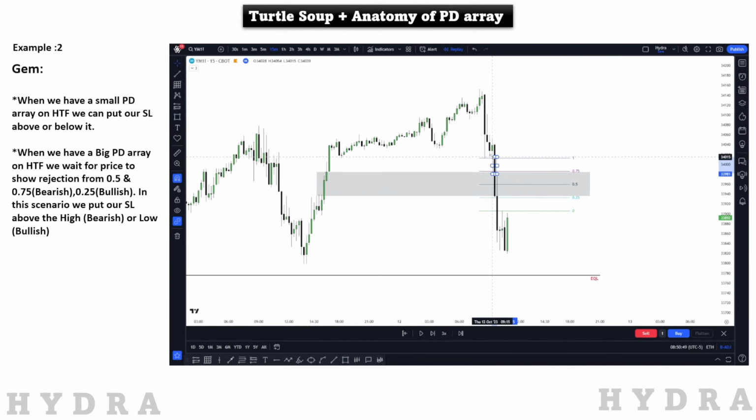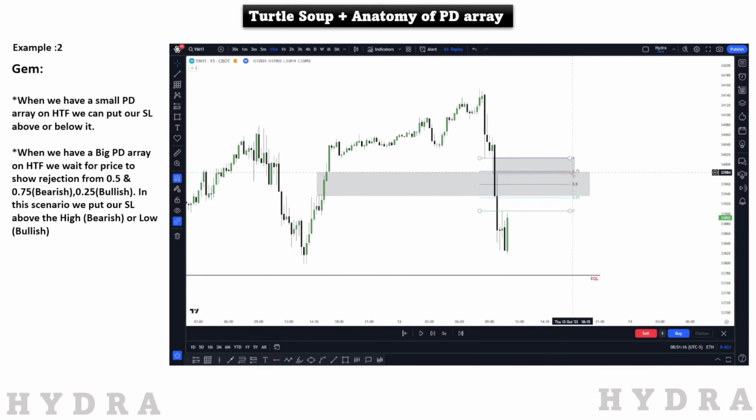So what did I tell you guys? When price has a big fair value gap or a big PDRA on higher time frame, okay, in our first example, the PDRA was smaller. So when the PDRA is smaller, we put our stop loss above the higher time frame PDRA. But when we have a big PDRA on higher time frame like this, how do we trade it? We wait for price to come to 0.5 and 0.75, okay, and we put our stop loss at 1.